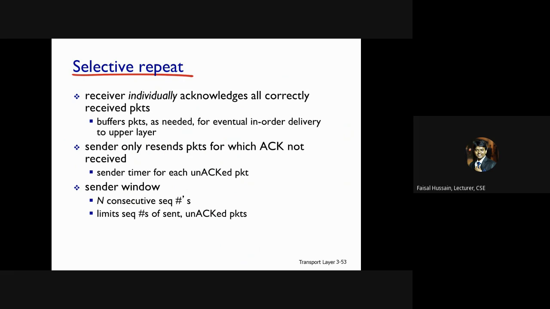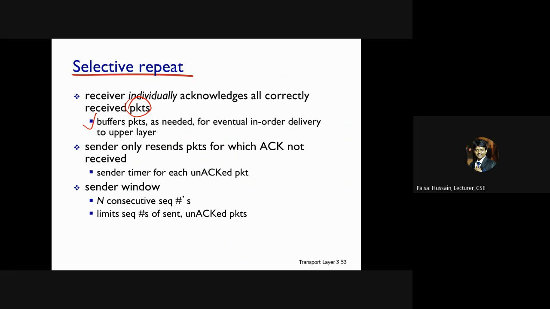In case of Selective Repeat ARQ, the receiver individually acknowledges all the correctly received packets, and it will also buffer the packets that arrive out of order, so that eventually it can give an in order delivery to the upper layer. Because giving out of order data to the upper layer might lead to mistakes. So it will buffer the data that is received when there is a gap in between, that means out of order packets, before sending them to the upper layer.